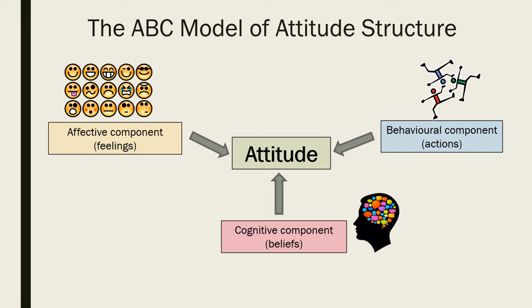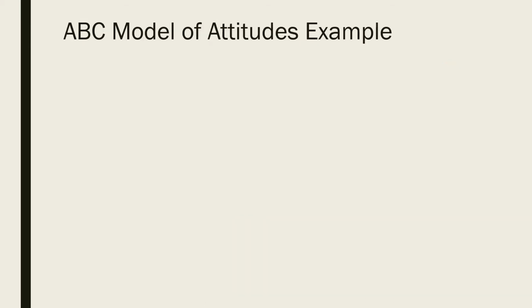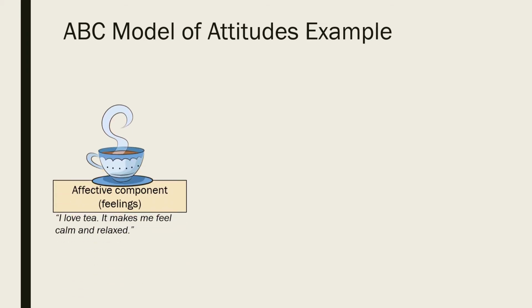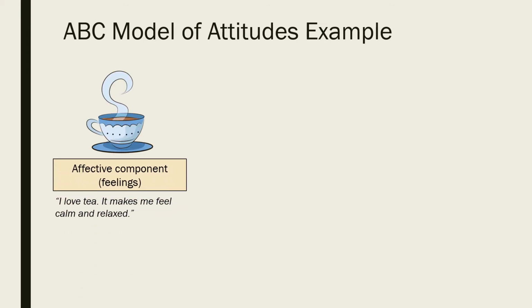Let's now apply the ABC model to an example. So I'm a big tea drinker and love many different varieties of tea. The affective component of my positive attitude towards tea is that I love tea. It makes me feel calm and relaxed.